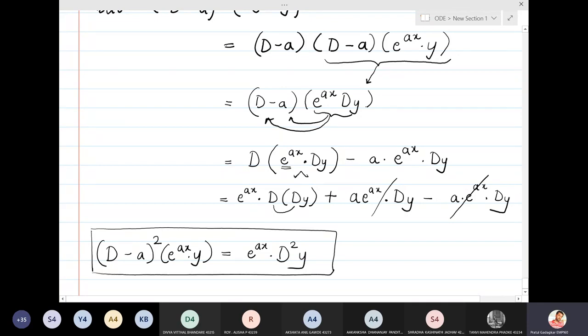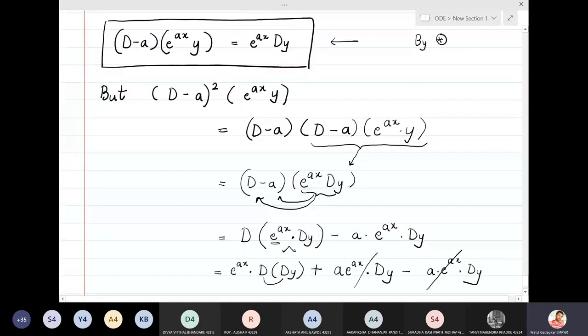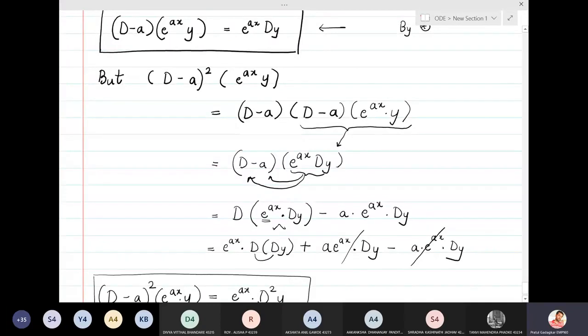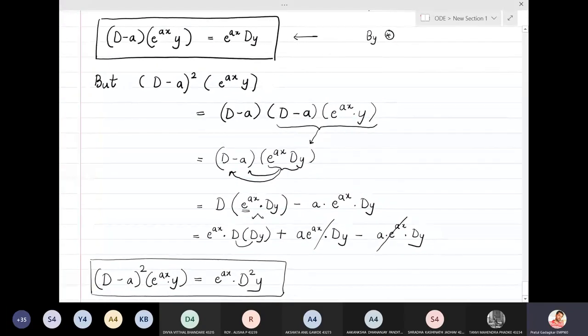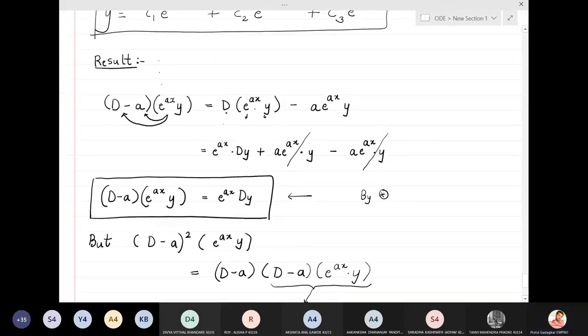So if I look at the first and the second observation now, the first observation is this and the second observation is this. So (D minus a) e raised to ax y is e raised to ax Dy. (D minus a) square e raised to ax y is equal to e raised to ax D square y. So what is our general observation? The general observation will be (D minus a) raised to some power, if I take the nth power, e raised to ax y, it will be equal to what? e raised to ax D raised to n y. So that is our result. That is why I have left 2 lines blank.